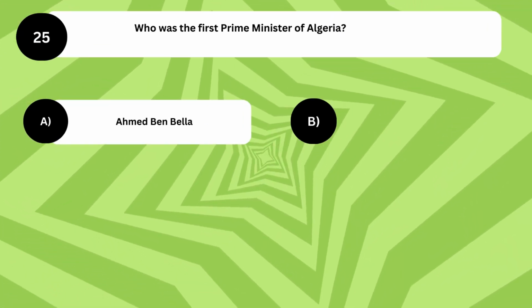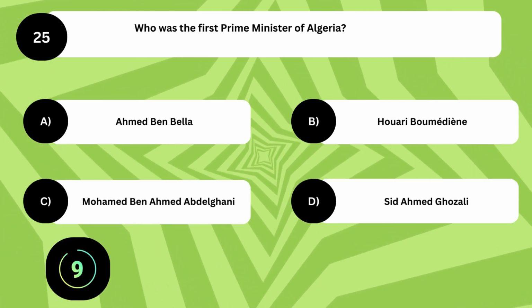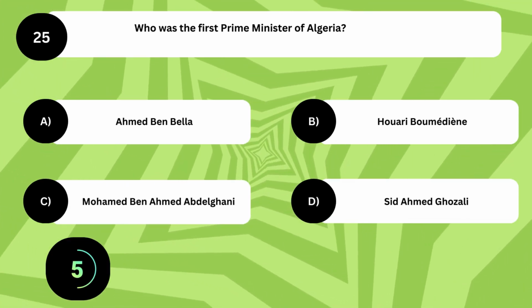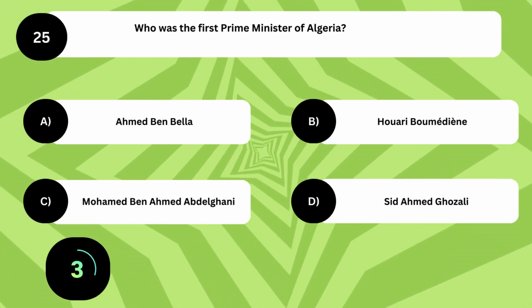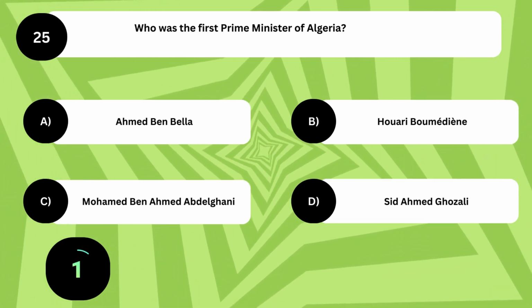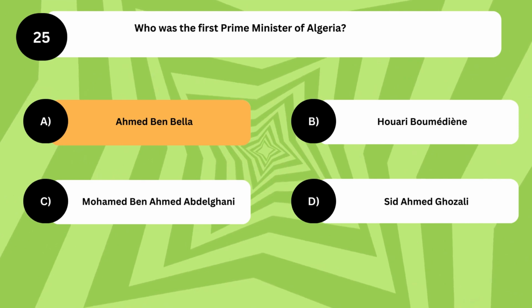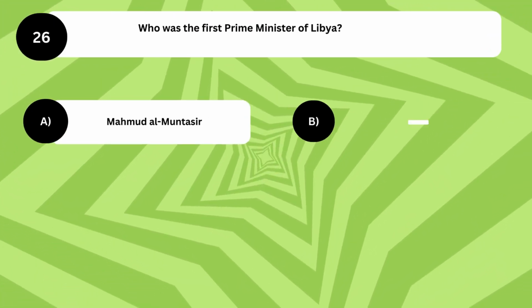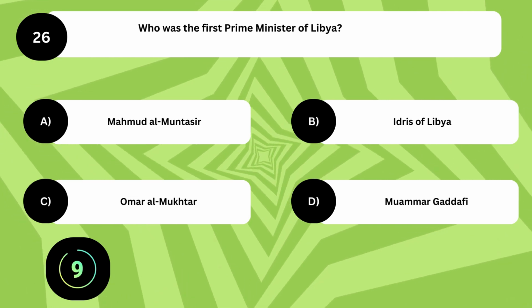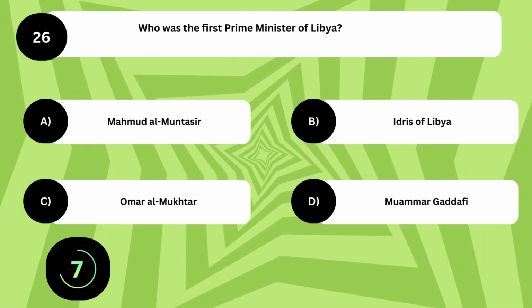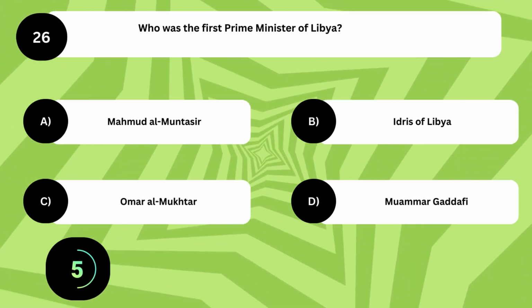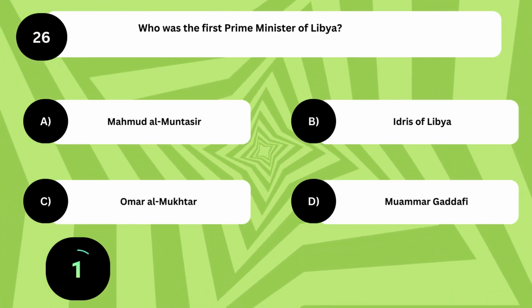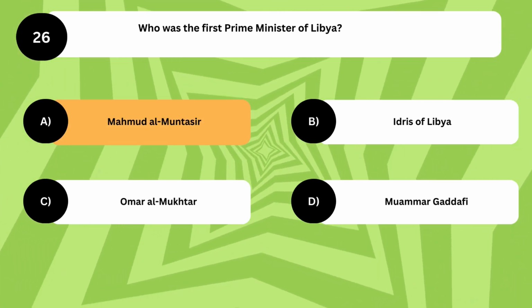Who was the first Prime Minister of Algeria? The answer is Ahmed Ben Bella. Who was the first Prime Minister of Libya? The answer is Mahmoud al-Muntasir.